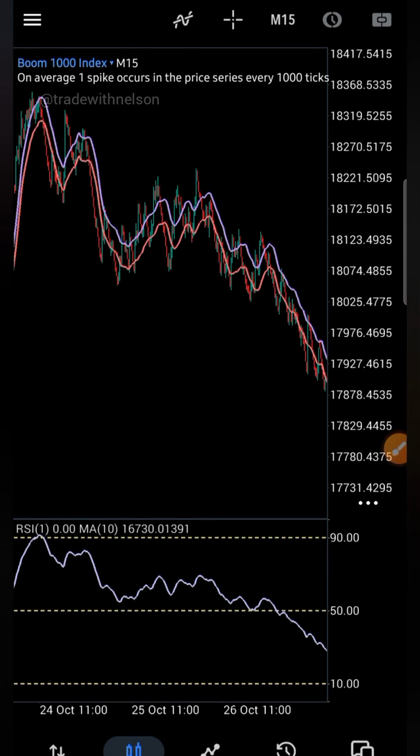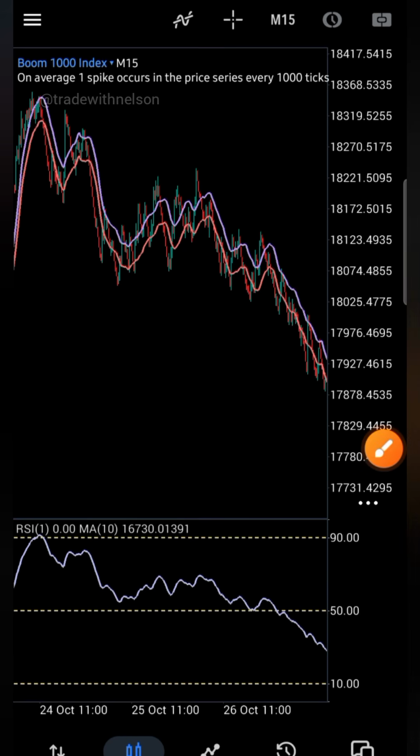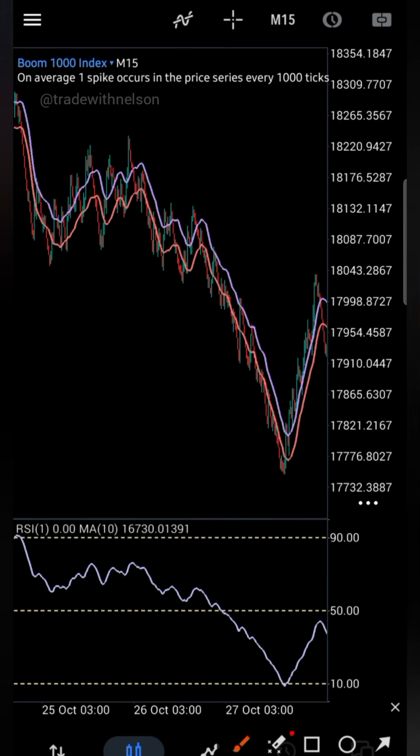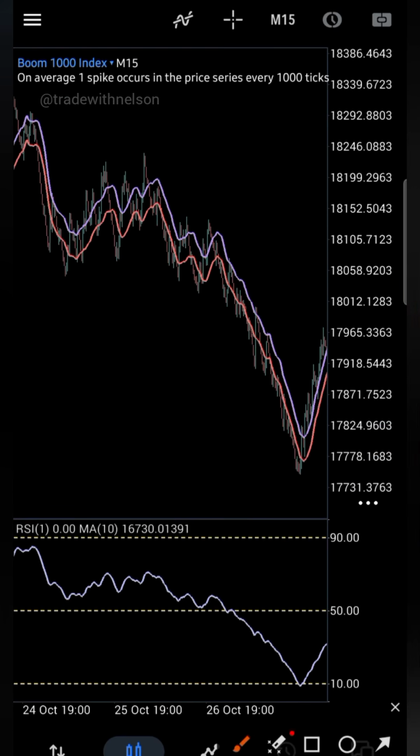Like I said, this strategy works on the volatility index market, jump index, step index. You can also go back on those charts and check them for yourself. Also demonstrate it on your demo account. See if you can grow your demo account using proper risk management and a reasonable lot size.